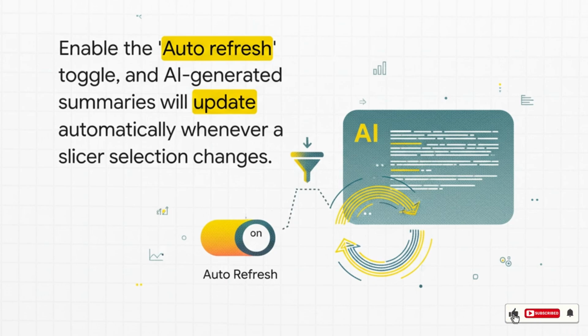Next is a fantastic quality of life improvement. You know that AI narrative visual? Well, you no longer have to hit the refresh button every single time you change a filter. You just flick this little auto refresh toggle and boom, your summaries and insights update on the fly. It's a small thing, but it makes the experience so much smoother.